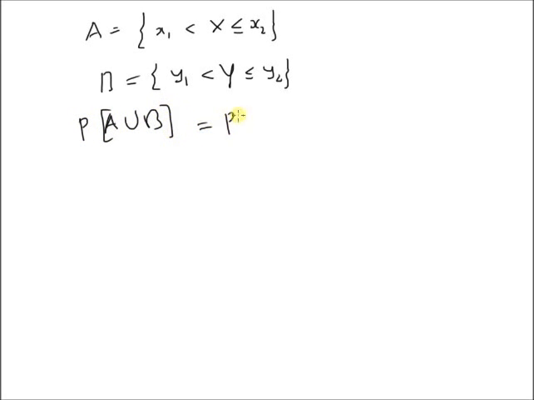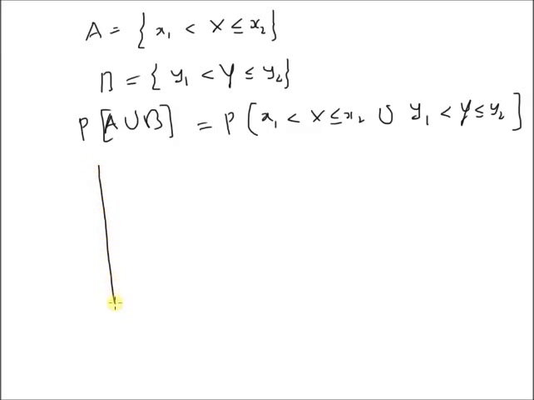That is, we want to calculate the probability that x1 is less than x less than or equal to x2, union y1 less than y less than or equal to y2. Graphically, using coordinate geometry, we can easily represent this as follows. Assuming that this is the x-axis, this is the y-axis, and this is the value x1, and this is x2, and this is y1, and this is y2. Then clearly the region A union B can be represented as follows.